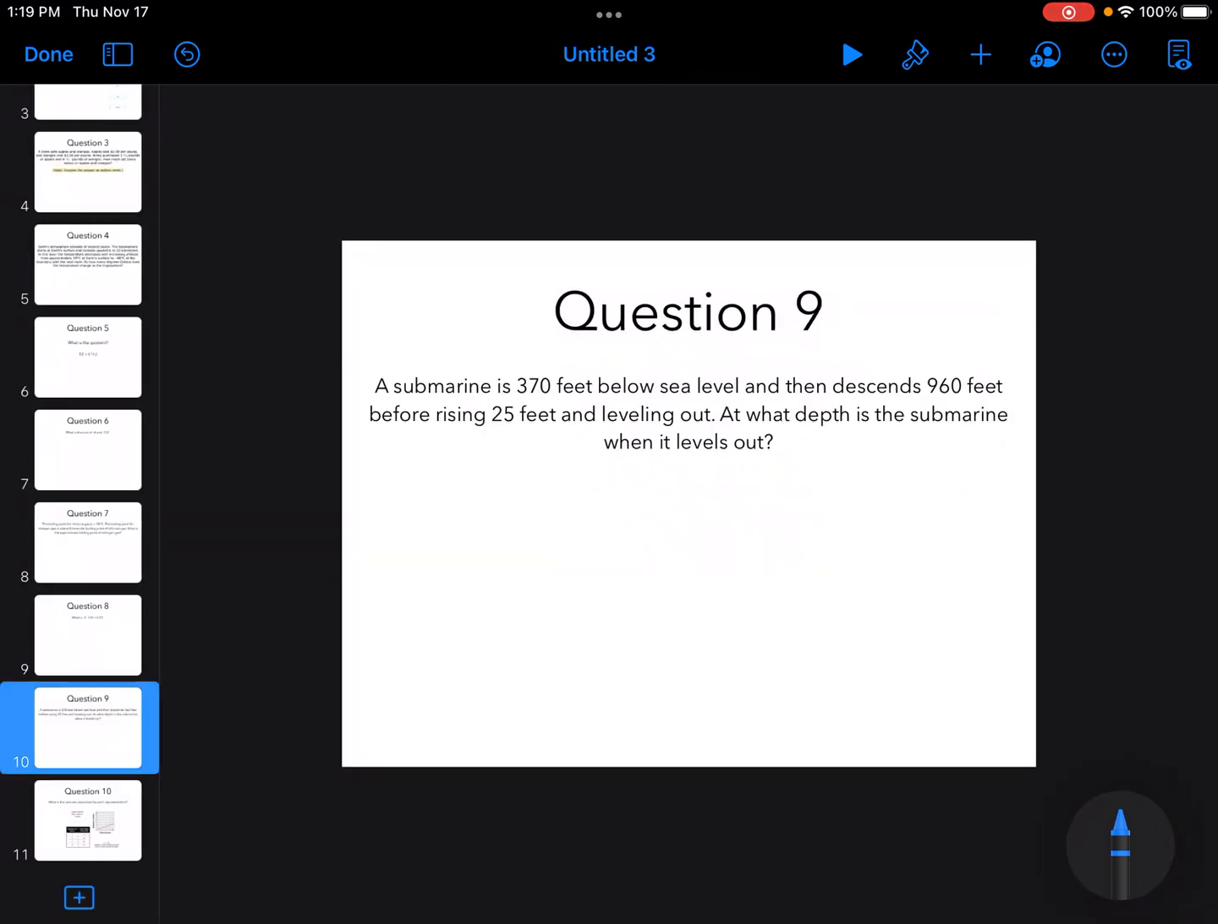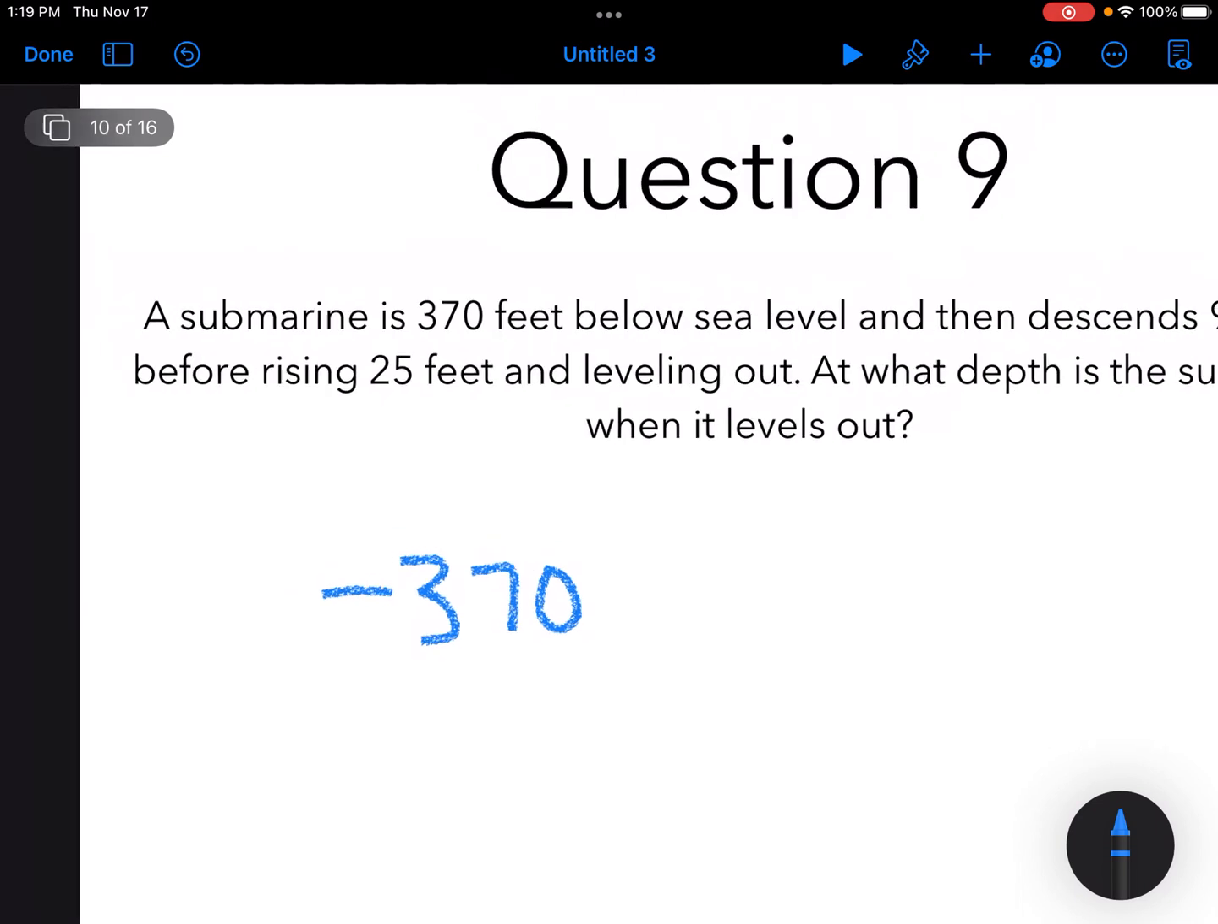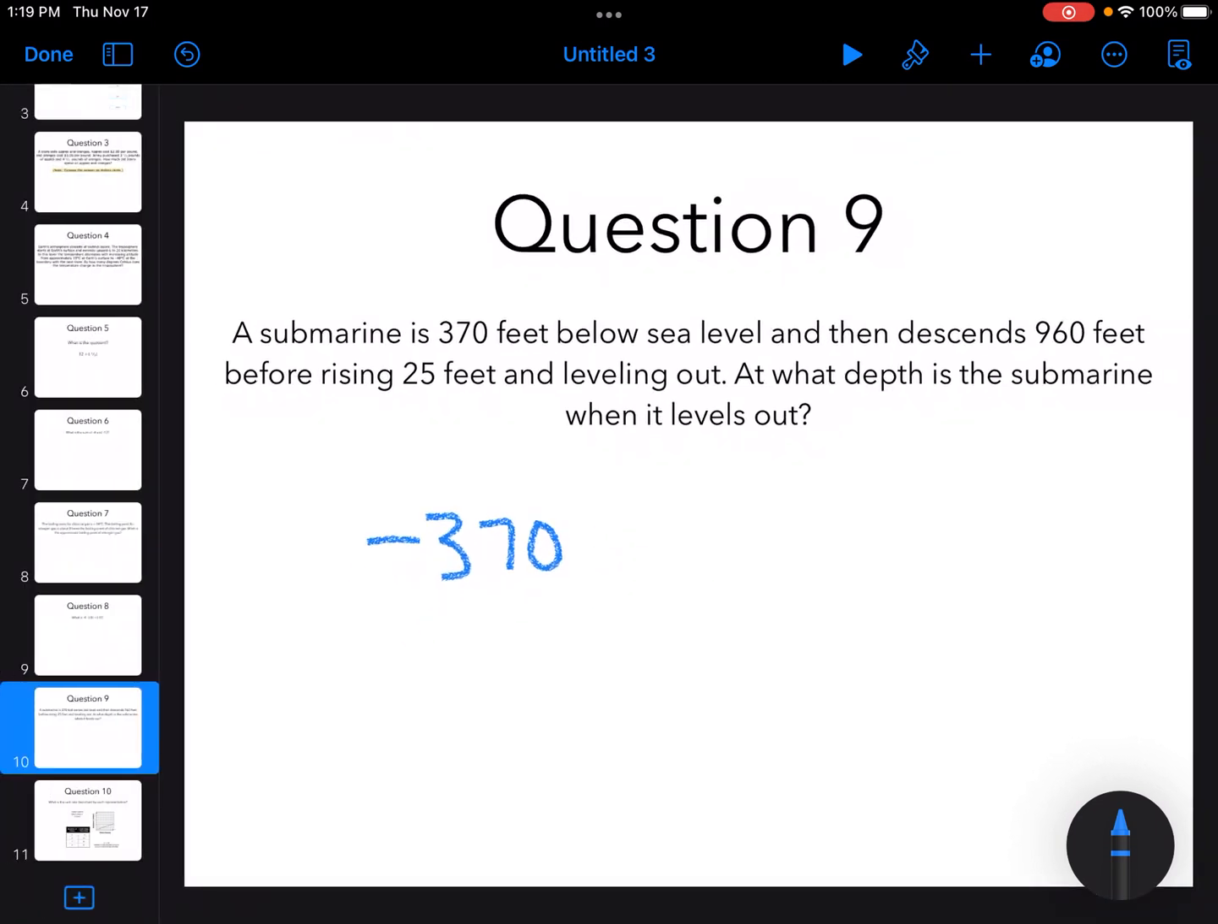All right, a submarine is 370 feet below sea level, so that means it's negative 370. It then descends 960 feet, so minus 960, before rising 25 feet and leveling out. So leveling out just means it stops. At what depth is a submarine when it levels out?